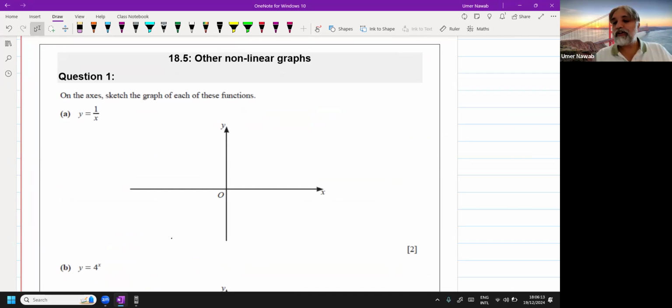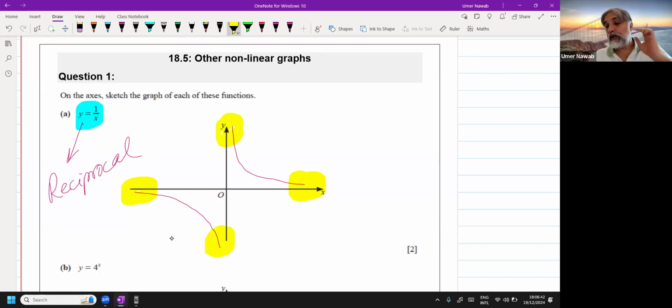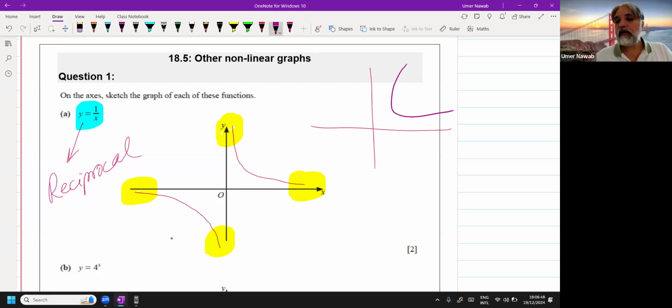These are some sketches. Such type of graphs are called reciprocal graphs. And how the reciprocal graph looks like, they look like hyperbola. You know, you need to draw like this and like this. Be careful to the examiner. Your curve should get closer to the x-axis and y-axis. What if the student in the exam, he does it like this? Look at that. Here it is not getting closer to the x-axis and y-axis. It will be a wrong sketch.